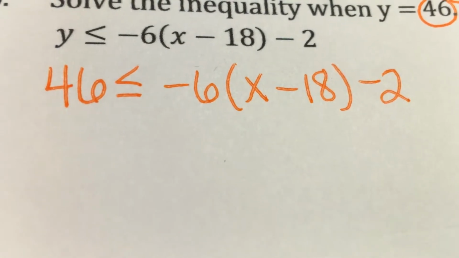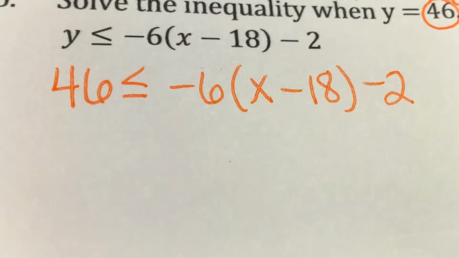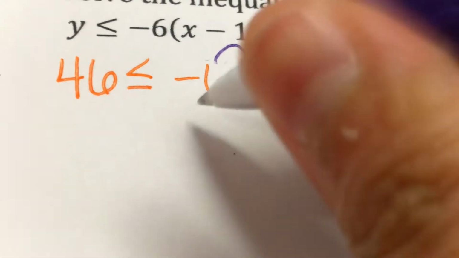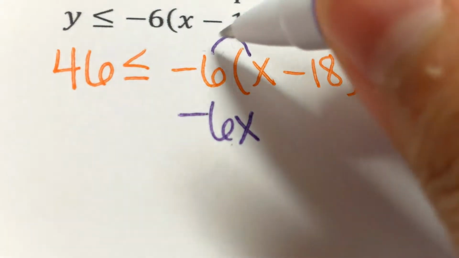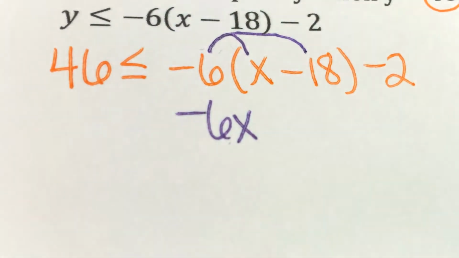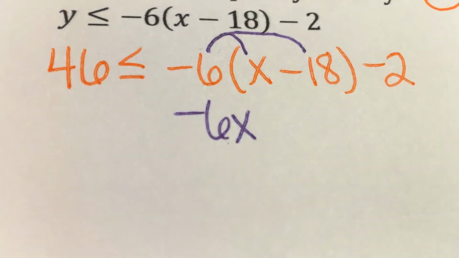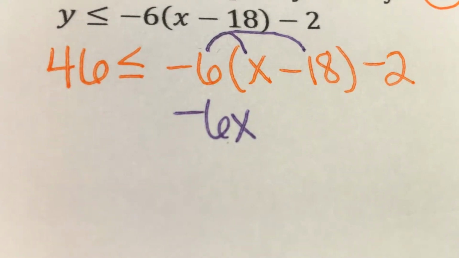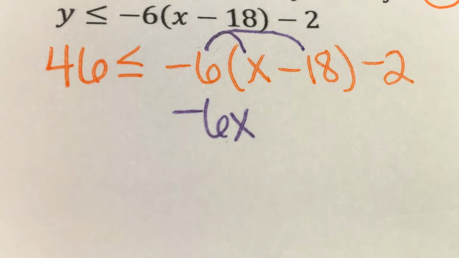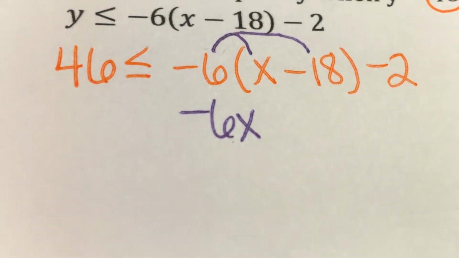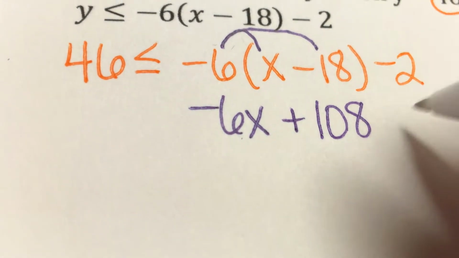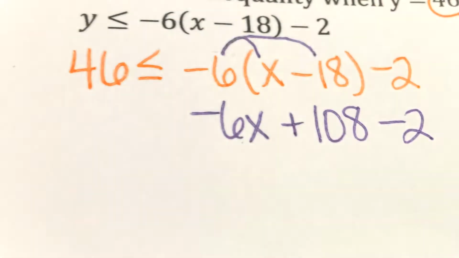Now we do the distributive property because we have a parentheses. So then we're going to do negative 6 times x. Negative 6 times negative 18. It should be a positive. So let's go ahead and multiply 6 times 18, sorry. We get 108. Positive 108. Then the minus 2, bring it down.